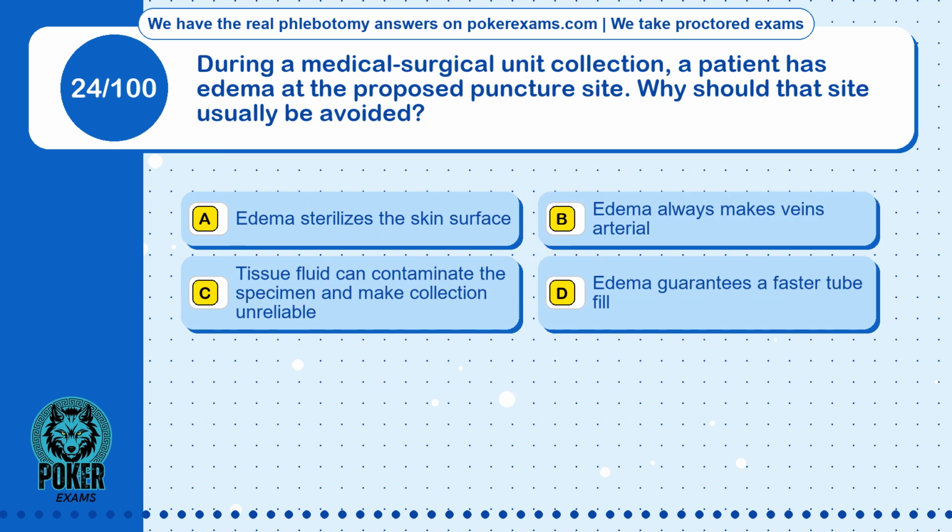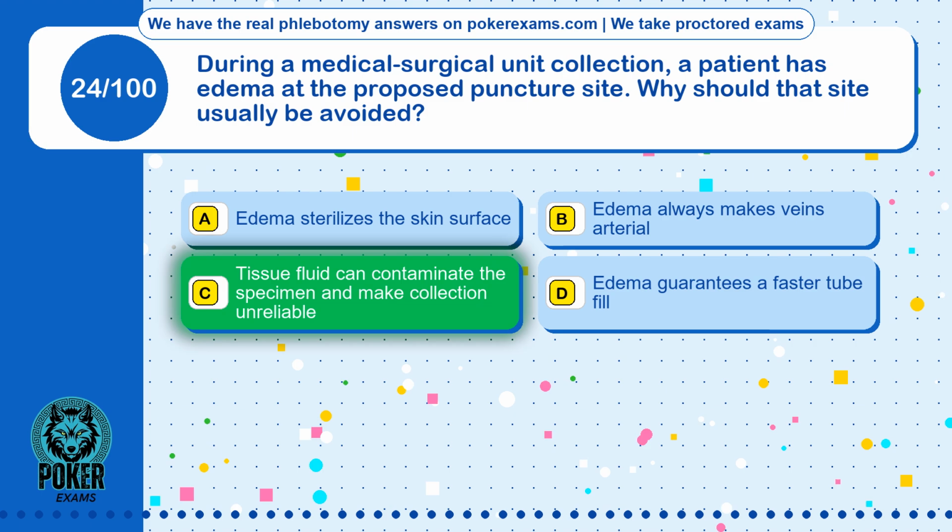Question 24. During a medical surgical unit collection, a patient has edema at the proposed puncture site. Why should that site usually be avoided? Option A, edema sterilizes the skin surface. Option B, edema always makes veins arterial. Option C, tissue fluid can contaminate the specimen and make collection unreliable. Option D, edema guarantees a faster tube fill.